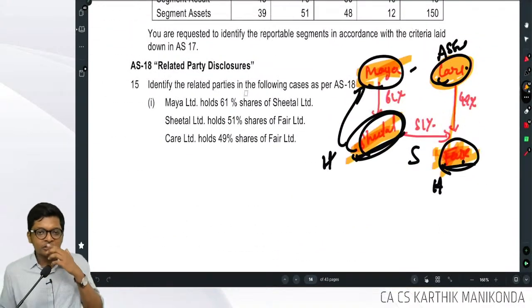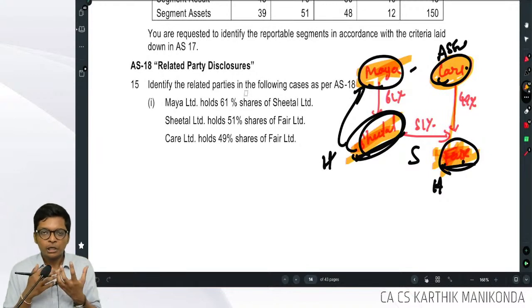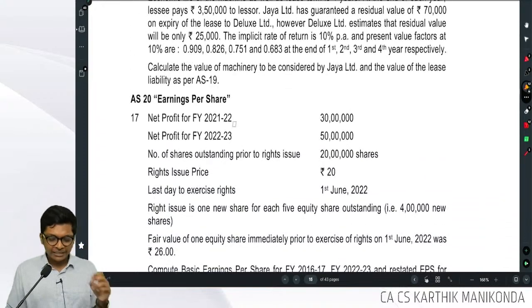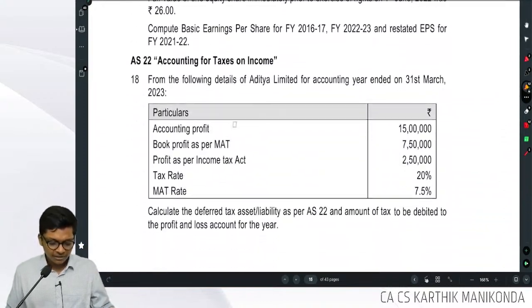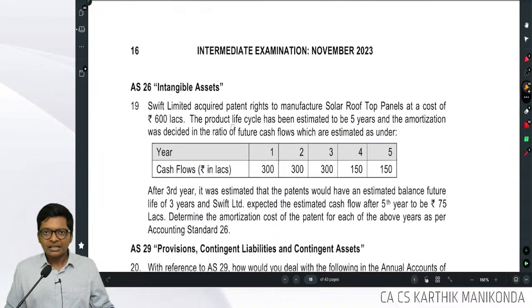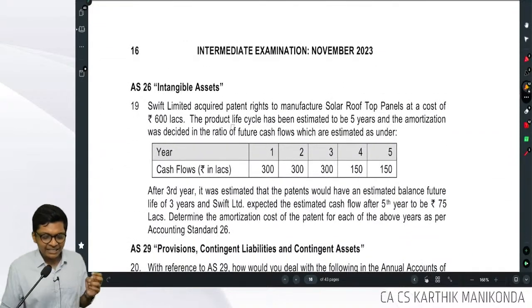Or the other type of question in AS 18 that comes in exam is one company has two directors, how to account. AS 19, I'll come back to it. We'll finish the other questions. Then again, we'll continue 19, 20 and 22. AS 19, 20, I will do these two sums for sure. 22, deferred tax. Then they have asked AS 26, intangible assets.